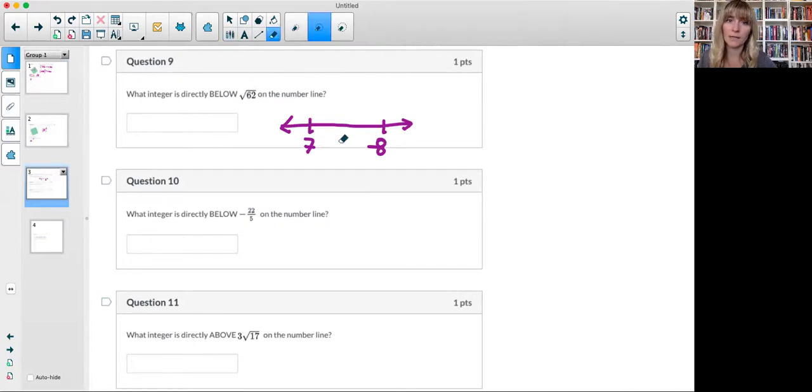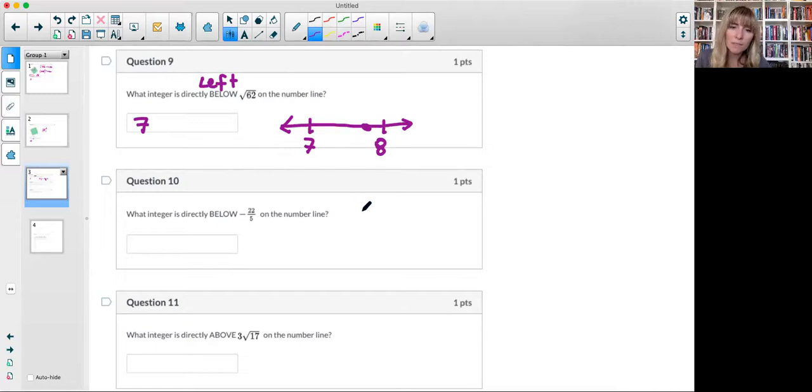If you're not great at guessing, it's okay. You'll have your calculator, but guessing really is a really handy mathematical skill. It's more like approximating. But square root of 62, it's almost 8, which makes sense because it's almost square root of 64. So 7.87, it puts us like right here. But the important thing is, what integer is directly below? Below means to the left. So for this one, directly below is 7.